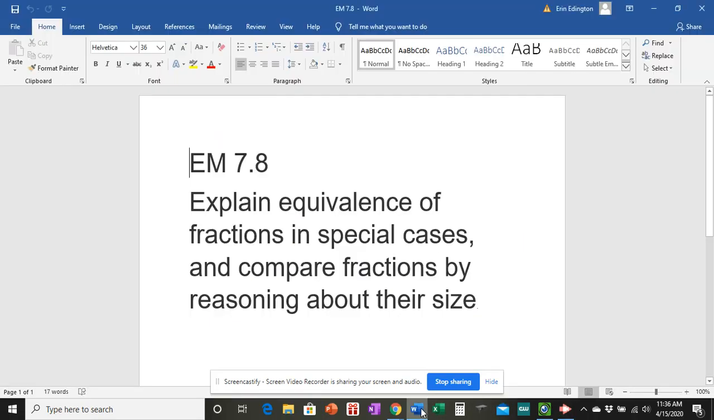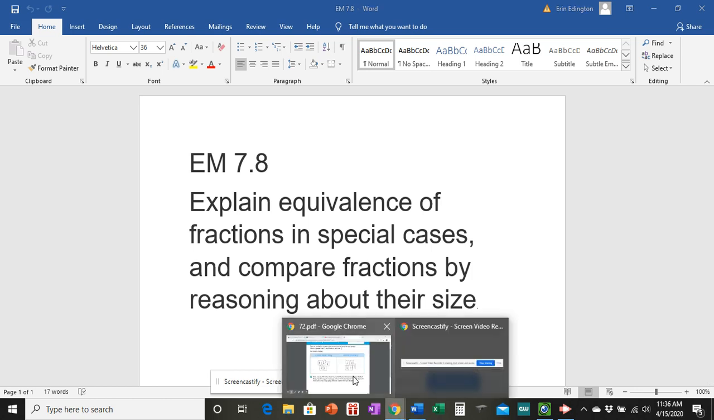All right, friends, today we are going to be working on Everyday Math Lesson 7.8. Explain the equivalence of fractions in special cases and compare fractions by reasoning about their size.